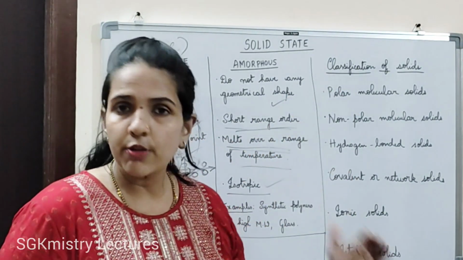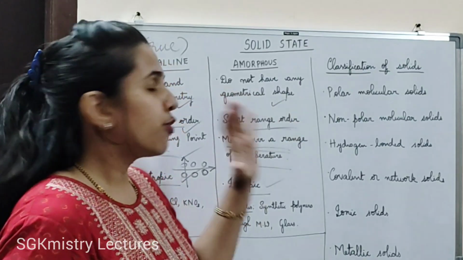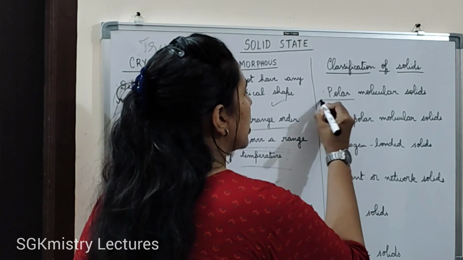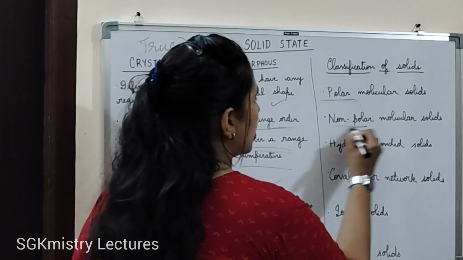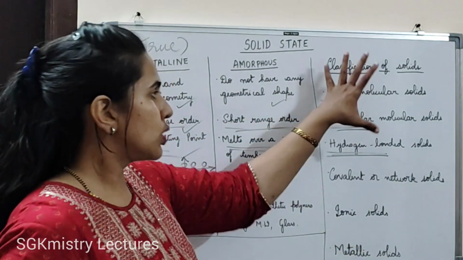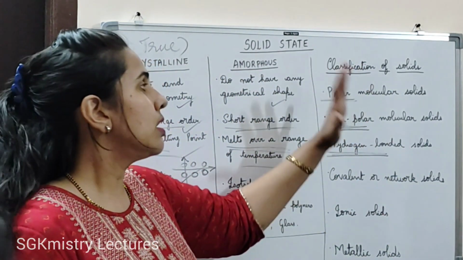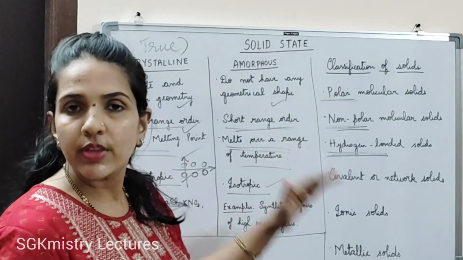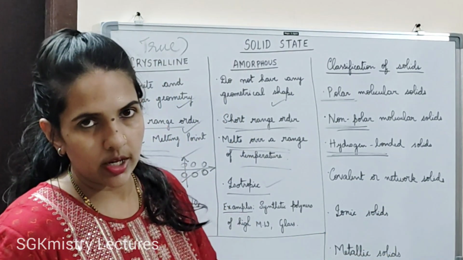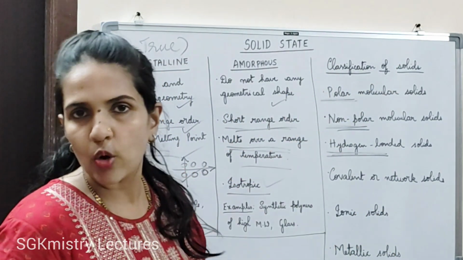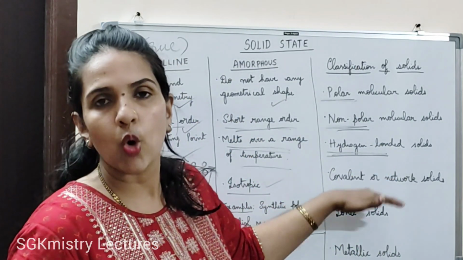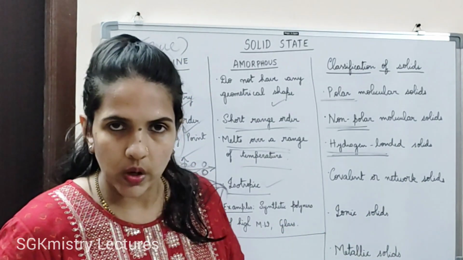Mainly there are three different types of solids. The first type is molecular solid. Under molecular solids we have polar molecular solids, non-polar molecular solids, and hydrogen bonded solids. Then we have the other categories: covalent solids, ionic solids and metallic solids. So overall we have these four categories: molecular solids, under which there are three categories, and then the covalent, ionic and metallic solids.